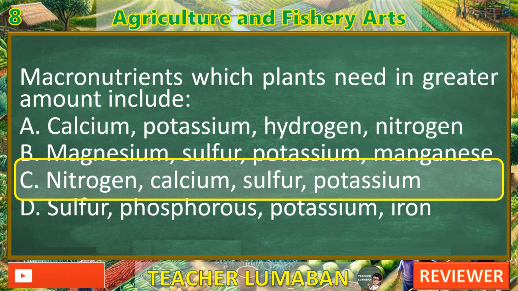D. Sulfur, phosphorus, potassium, iron. This option includes sulfur and potassium, which are macronutrients, and phosphorus, which is also a macronutrient. However, iron is classified as a micronutrient and is needed in much smaller quantities. Therefore, C. Nitrogen, calcium, sulfur, potassium is the best choice as it accurately lists 4 essential macronutrients that plants need in greater amounts.